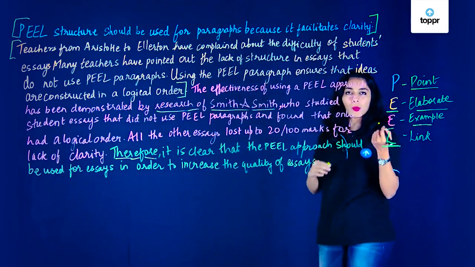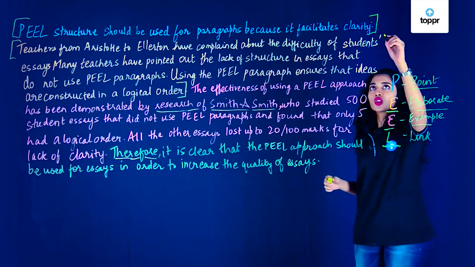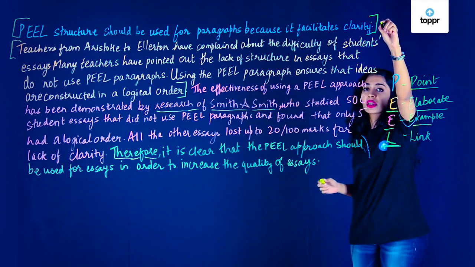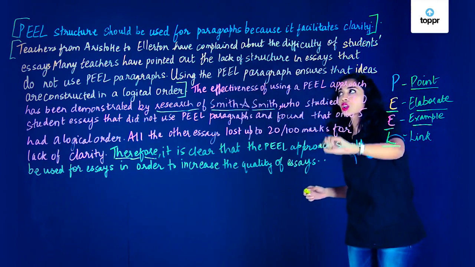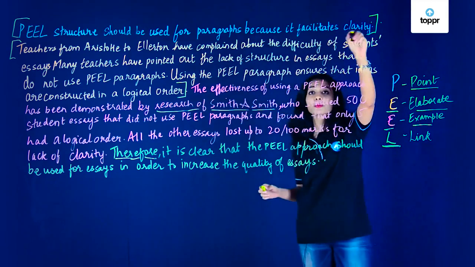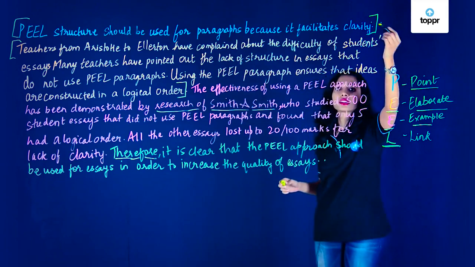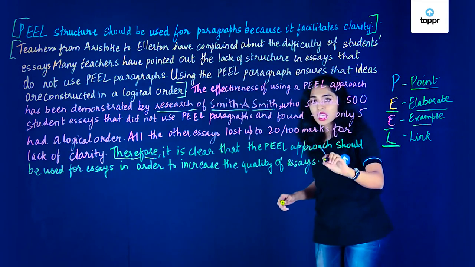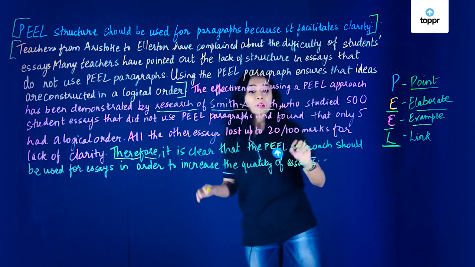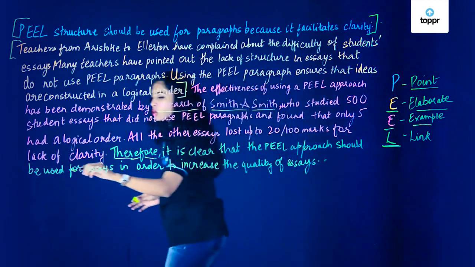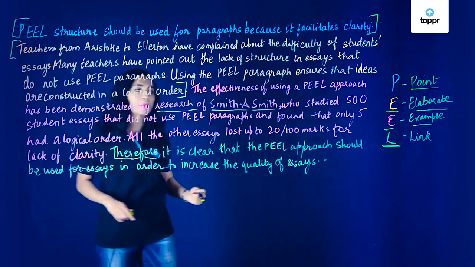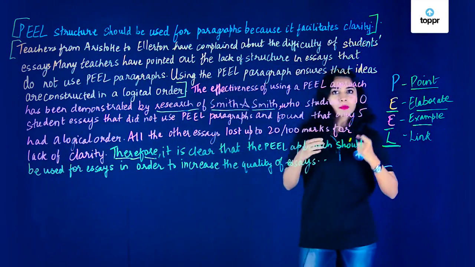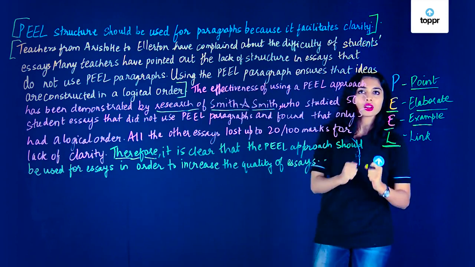And always keep one thing in mind. Your first statement or sentence should always be connected to the last one. So here we spoke about how PEEL structure should be used in the paragraph because it facilitates clarity. In the last statement, we have said therefore it is clear that the PEEL approach should be used. So the last statement here is connected to the first statement of the paragraph, and just keep in mind that both of them should be very powerful.